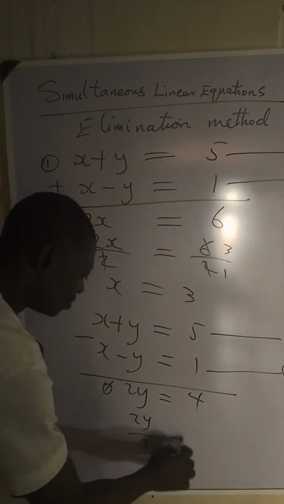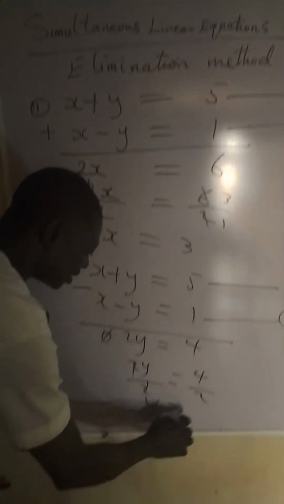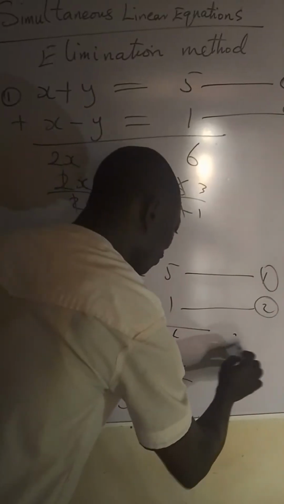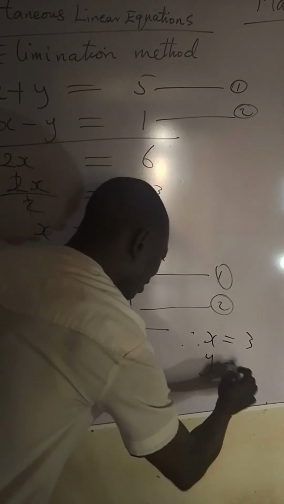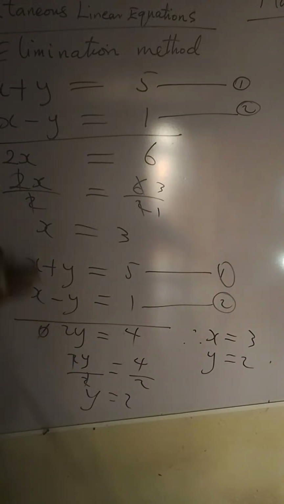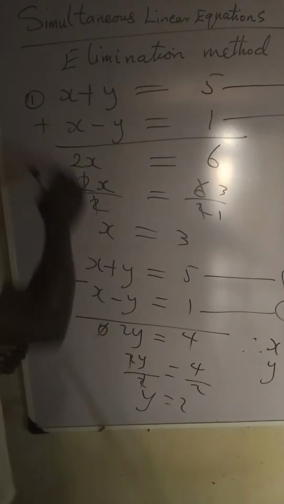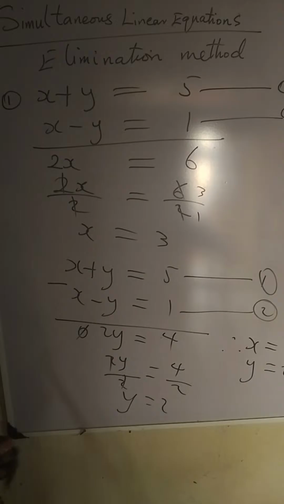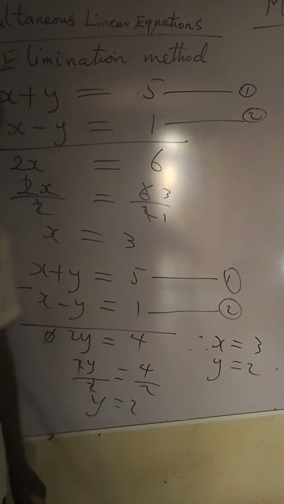2y over 2 is equal to 4 over 2, giving us that y is equal to 2. Therefore, we can conclude from our calculation so far that x is equal to 3, while y is equal to 2. So in this simultaneous equation, x plus y is equal to 5 and x minus y is equal to 1, we can see that the value that will make it true is when x is 3 and y is 2.